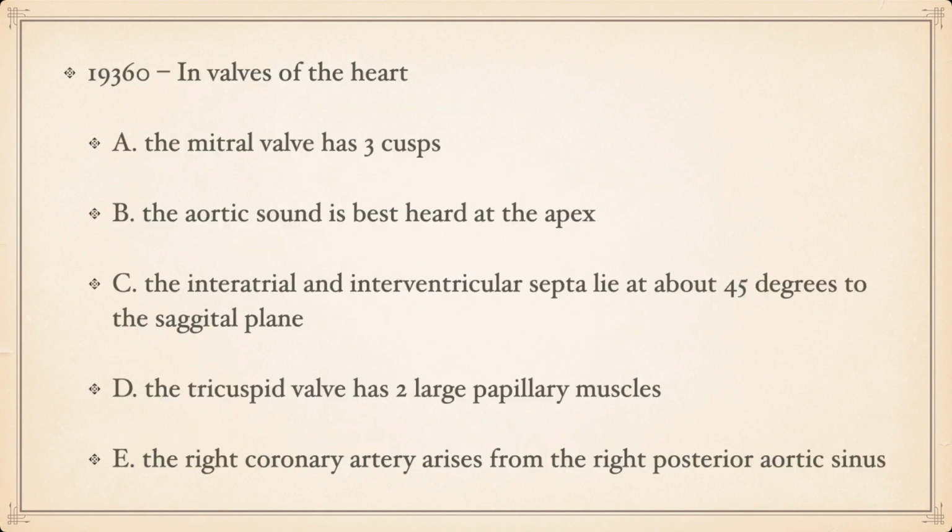Okay, this is a type A question, straight multi-choice. In the valves of the heart, the mitral valve has 3 cusps. The aortic sound is best heard at the apex. The interatrial and interventricular septi lie at about 45 degrees to the sagittal plane. The tricuspid valve has 2 large papillary muscles, and the right coronary artery arises from the right posterior aortic sinus.